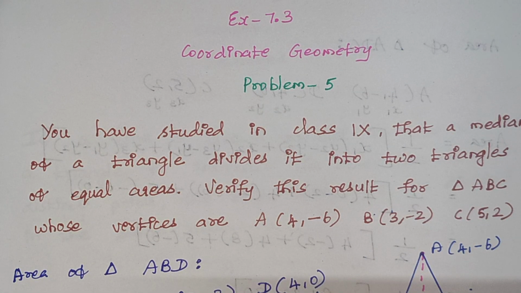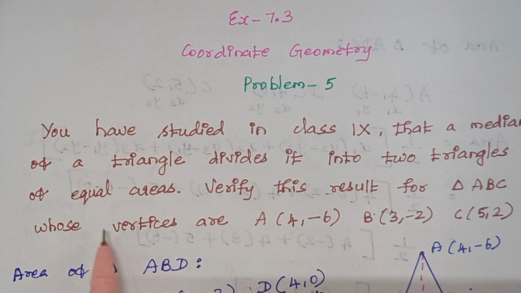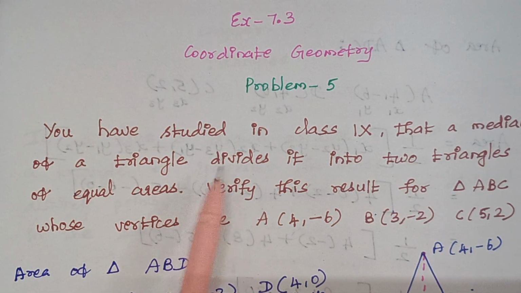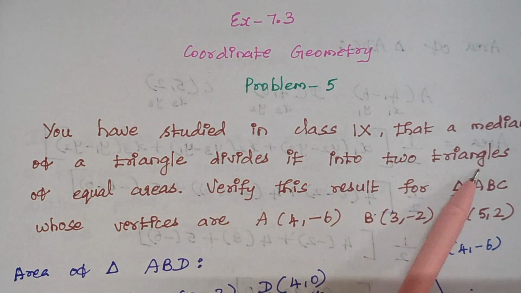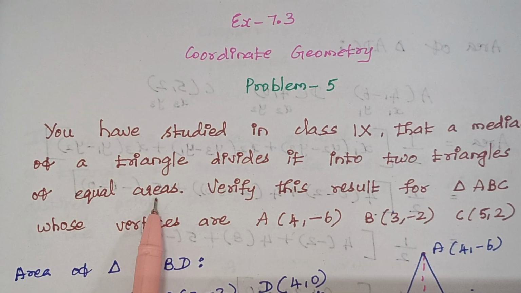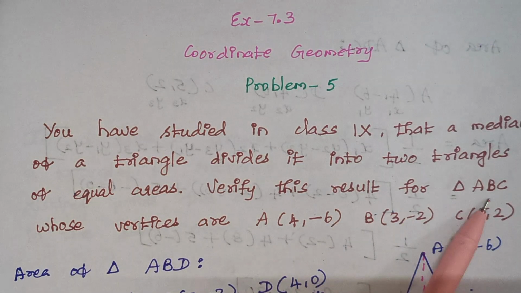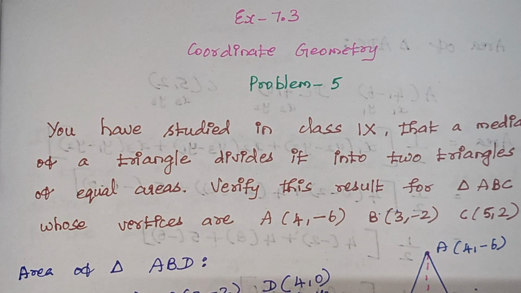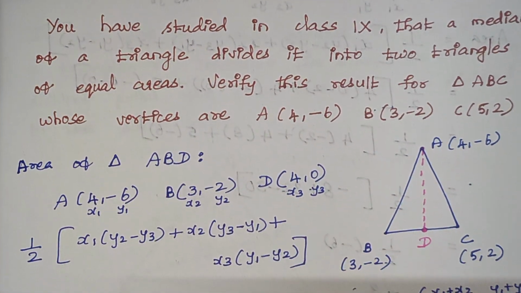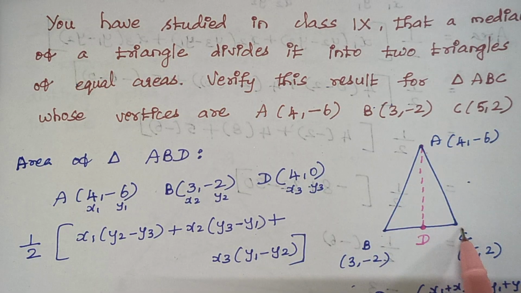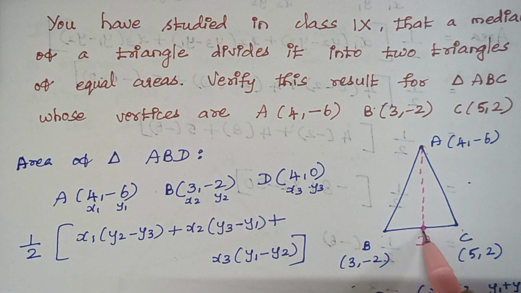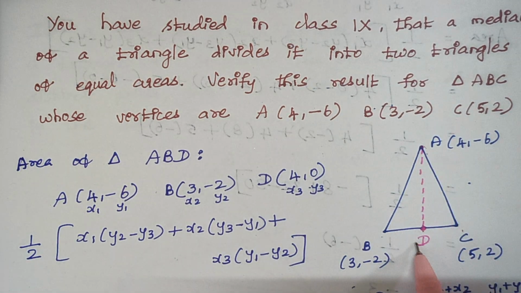So now we are going to proceed with problem 5. The problem is, you have studied in class 9 that a median of a triangle divides it into two triangles of equal areas. So verify this result for the triangle whose vertices are given. So what is the median? You see, this is the triangle ABC and this line is known as median. This AD is known as median.